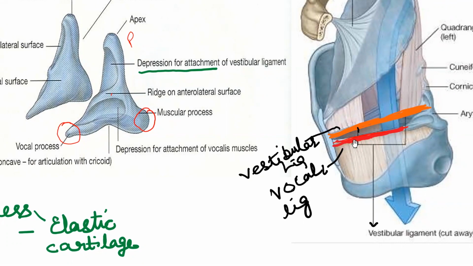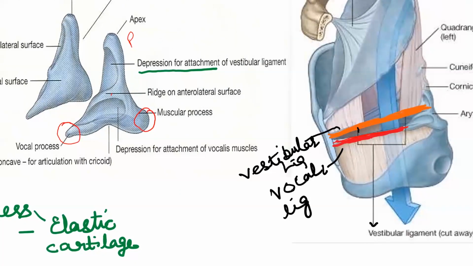To the muscular process of the arytenoid cartilage, the cricoarytenoid muscles are attached. And to the anterolateral surface in the upper part, another ligament is attached, that is the vestibular ligament or the false vocal cord. As we see in this third diagram, we can see the vestibular ligament from the posterior surface of the thyroid cartilage to the arytenoid cartilage. So these two ligaments, one is the vestibular ligament and second is the vocal ligament, will connect the thyroid cartilage anteriorly to the arytenoid cartilage posteriorly.